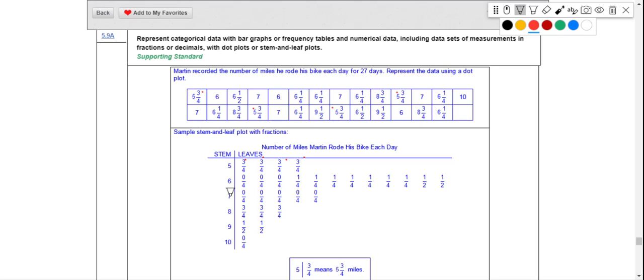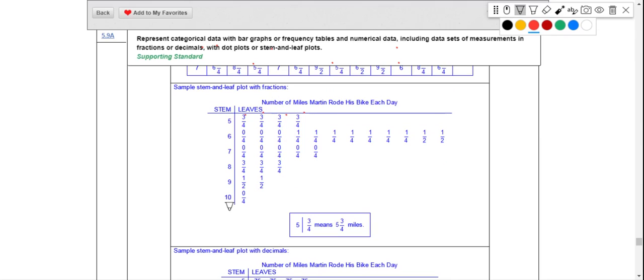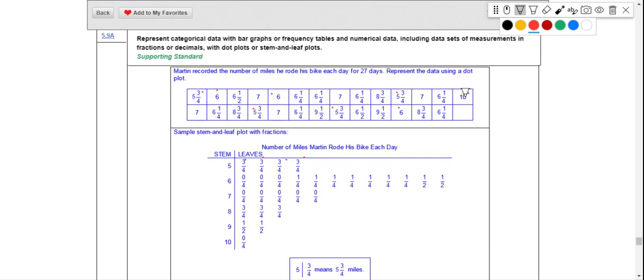All right. How many times did he ride his bike 6 miles? You see where it says 0/4? That just means 0, okay? So how many times did he ride his bike 6 miles? 1, 2, 3. 3 days. Okay. How many times did he ride his bike 10 miles? 10. 0/4 is still 0. So 10. He rode it 1 time.